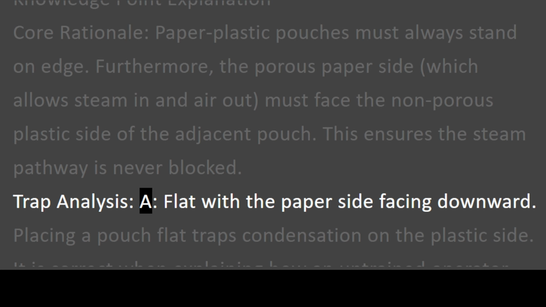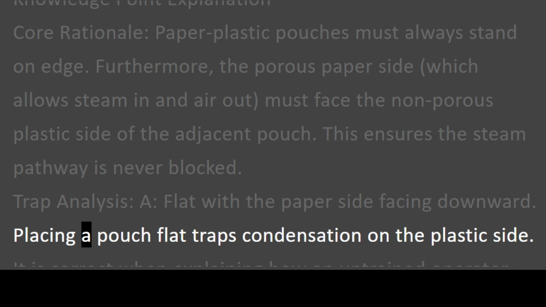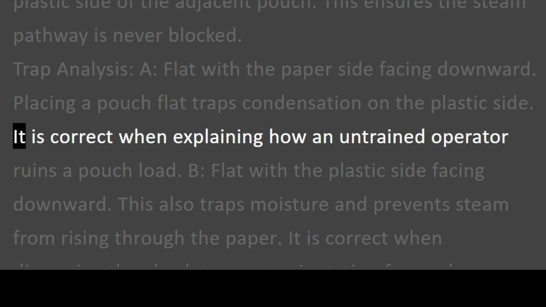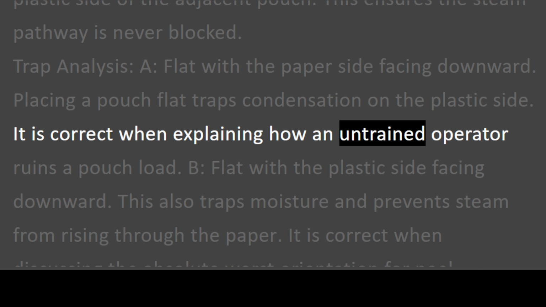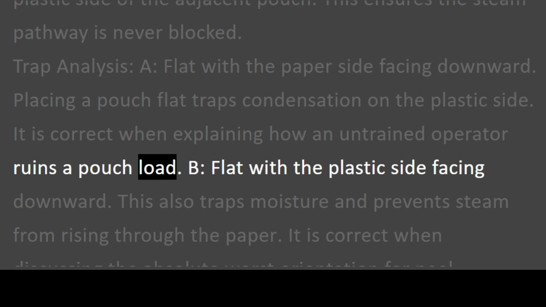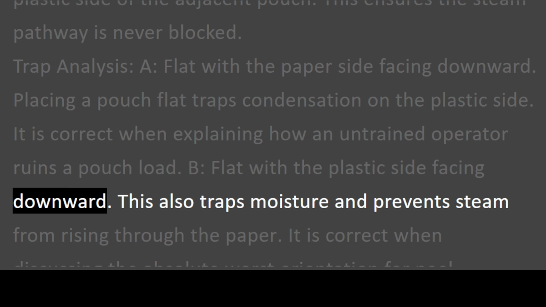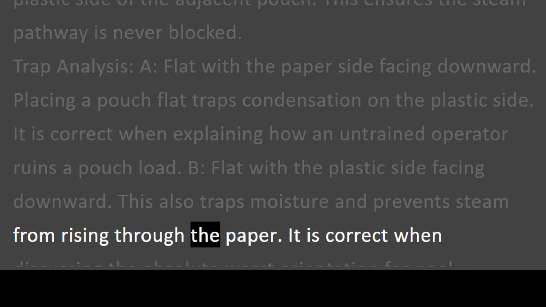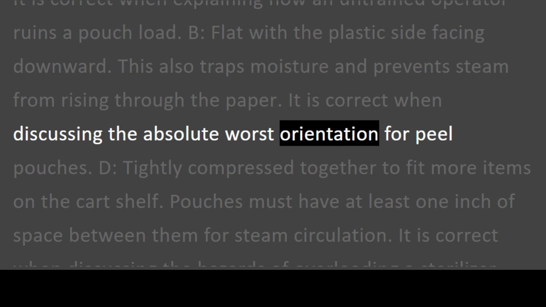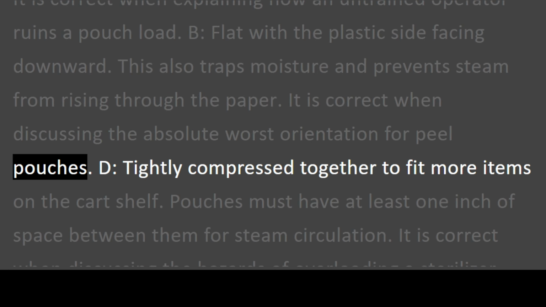Trap analysis: A. Flat with the paper side facing downward. Placing a pouch flat traps condensation on the plastic side. It is correct when explaining how an untrained operator ruins a pouch load. B. Flat with the plastic side facing downward. This also traps moisture and prevents steam from rising through the paper. It is correct when discussing the absolute worst orientation for peel pouches.